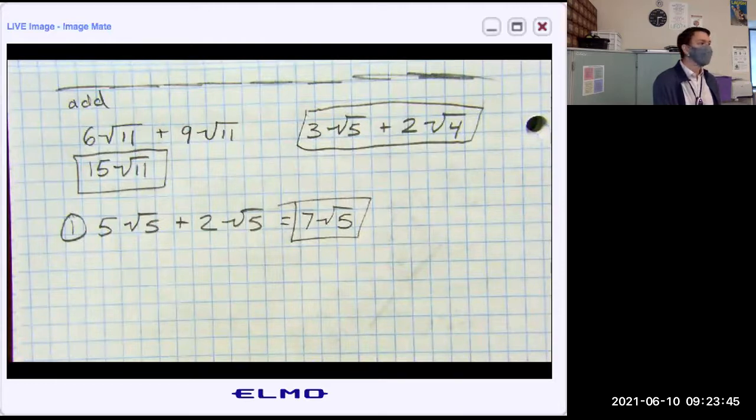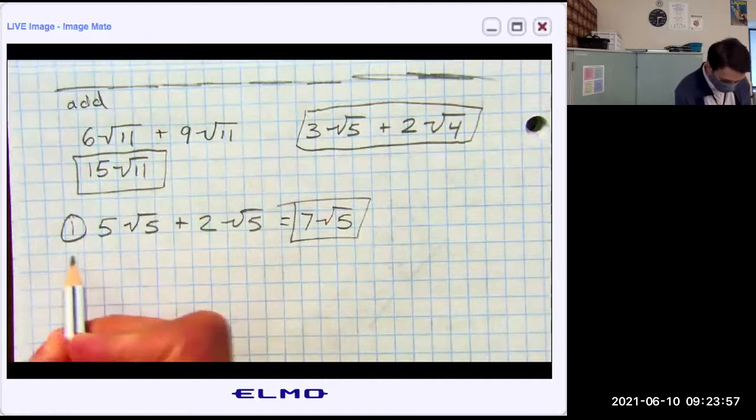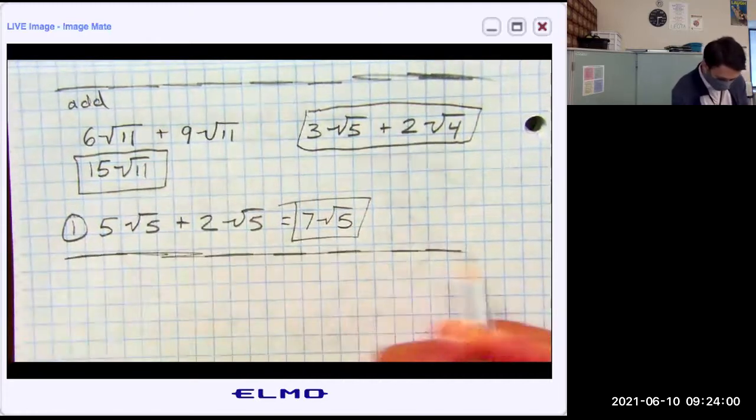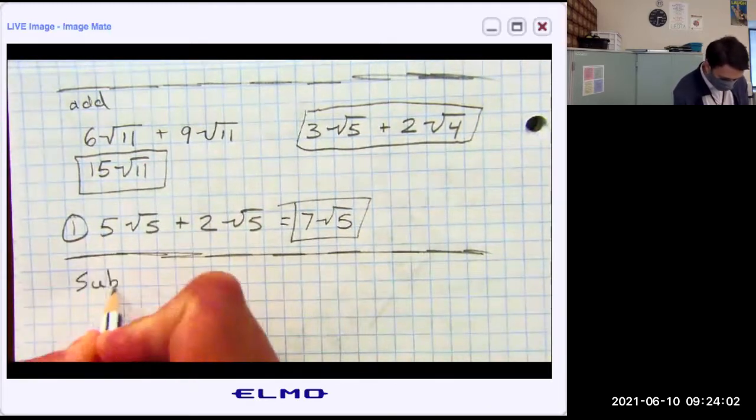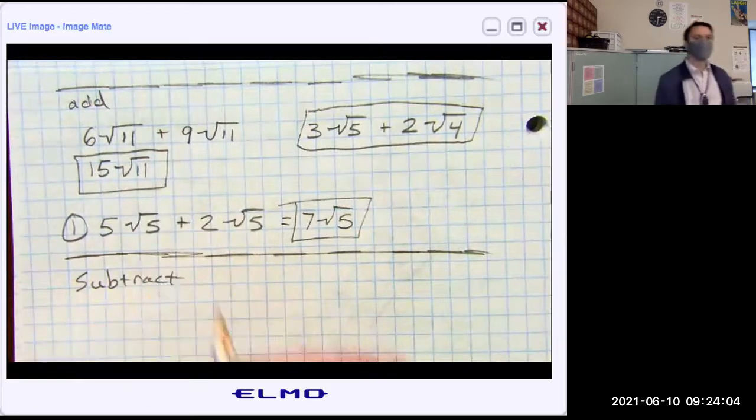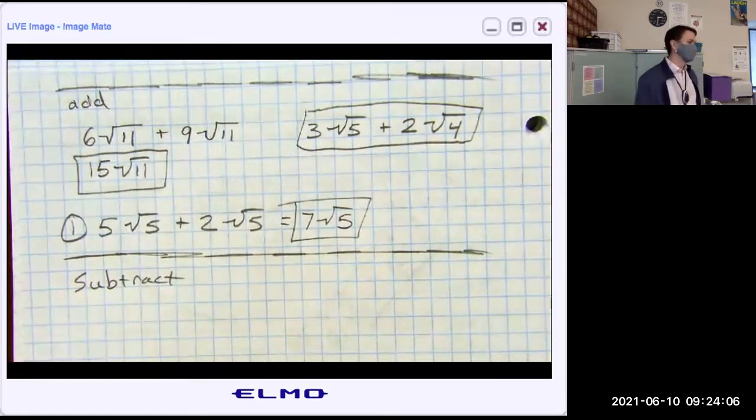But what if we had a negative number? Well, a negative number is the same as subtraction, right? Like that was 5 plus negative 2 square root of 5. Well, that'd be like you're subtracting it. So that'll be your next section. What if you had to subtract? Subtracting, or what if you were adding a negative? Same thing.